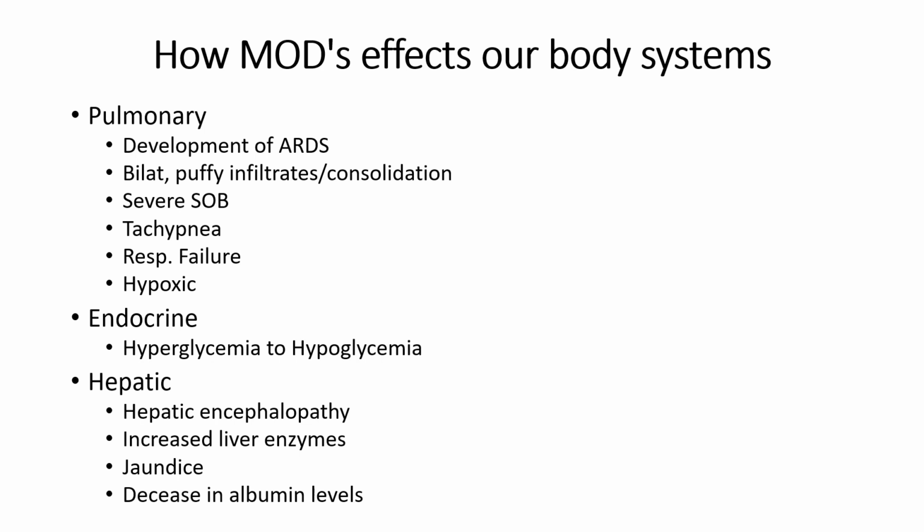What happens is what we talked about, right? When we have that inflammatory response, what happens? We have the leaky capillaries, right? Fluid leaks out into our extravascular space. When we're talking about pulmonary, our fluid is leaking into our lungs. It's leaking into our alveoli, where gas exchange occurs. It's weighing down our alveoli.